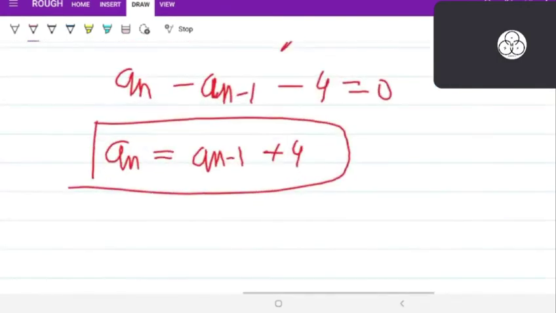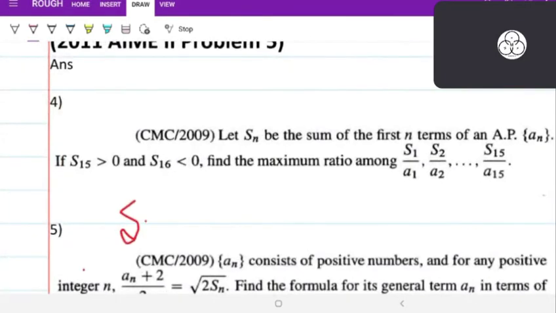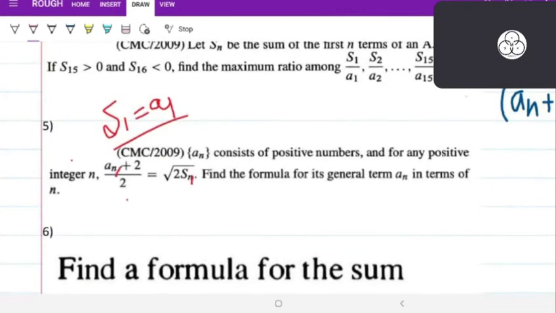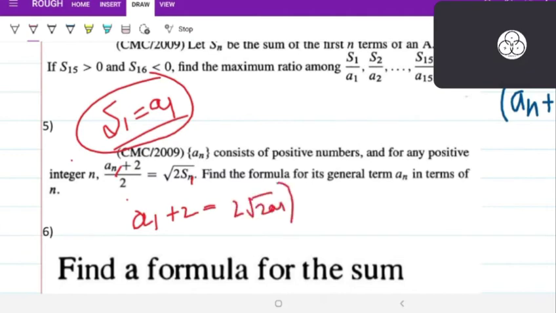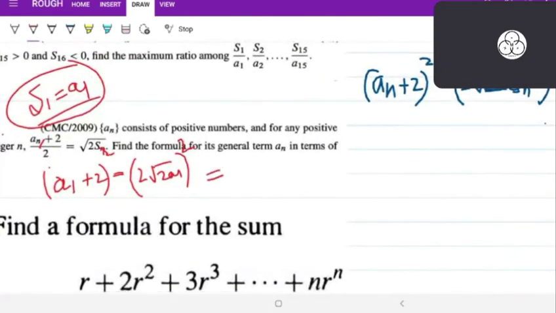Now to define an AP, we need the value of the first term. How do you get the value of first term? Very easy. Use the fact S1 equals to A1. Put here S1 and find out the value of A1. What will be the value of A1? Just find out using this. Okay, let me find out. A1 plus 2 root 2, A1. This is also whole squared. This is also perfect squared. This will give us simple formula.